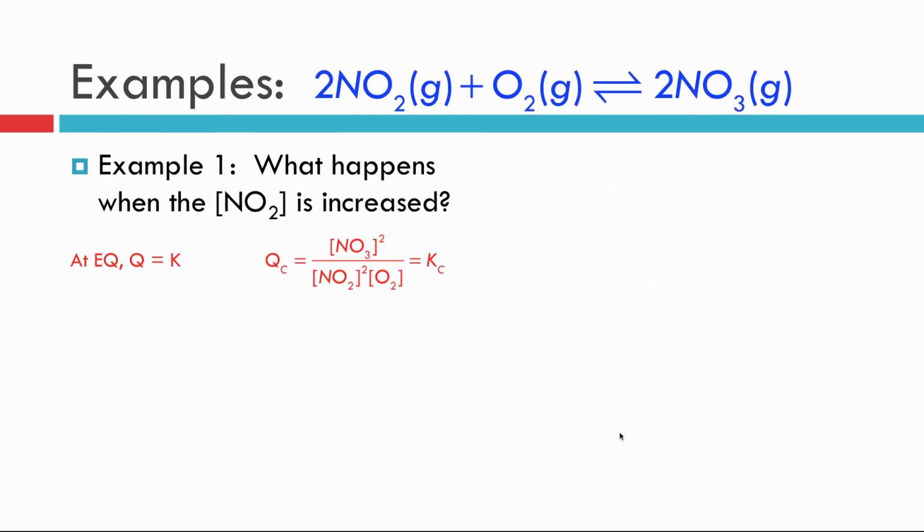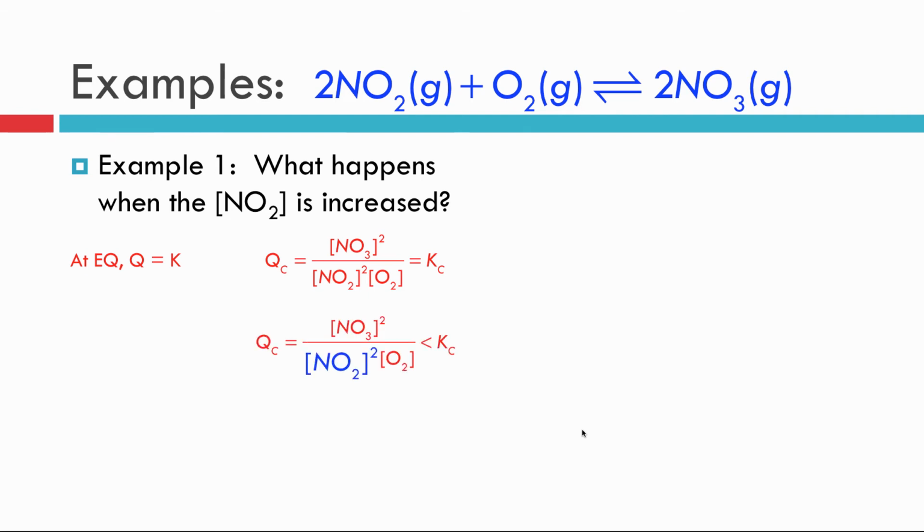So here's 2 examples to kind of give you the idea of how we would do real problems. Our reaction is this: 2NO2 plus O2 goes to 2NO3. And initially, we're at equilibrium. That's what we always want to say. So what would happen to this system at equilibrium if we added some NO2, if we increased the concentration of NO2, which is one of the reactants? So we're currently at equilibrium. So what we need to imagine is what would happen to this system?